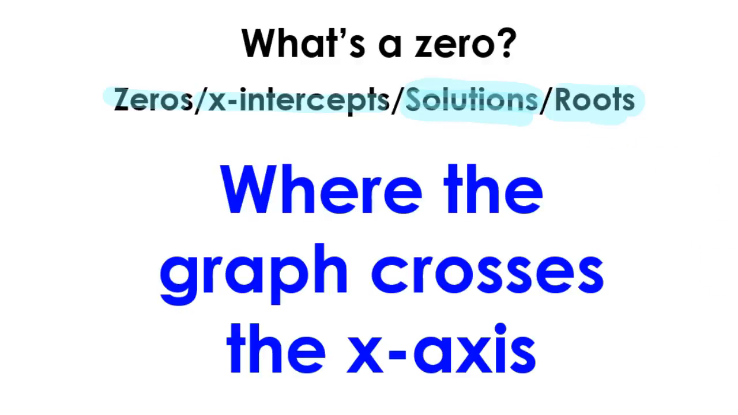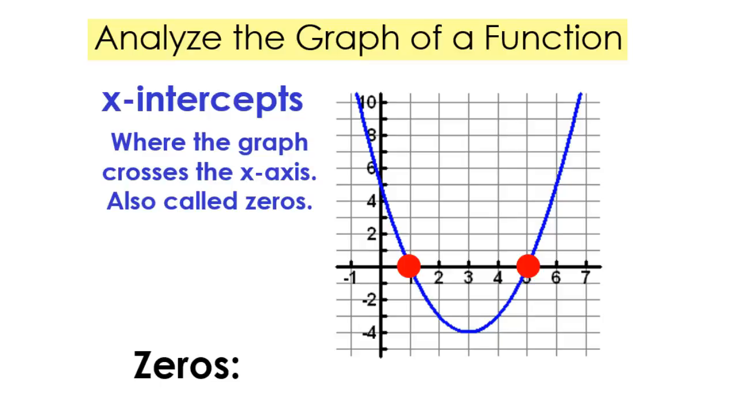But those words you're going to see, and they all mean the same thing. Where does the function cross the x-axis? So we look at this and I say, well, what are the x-intercepts of this graph? Well, the x-intercepts are where the graph crosses the x-axis, and technically, when we want to write an x-intercept, we are writing it as a coordinate, as a point. So the 2 places, the 2 points where it crosses the x-axis here are (1, 0) and (5, 0). Those are the x-intercepts.